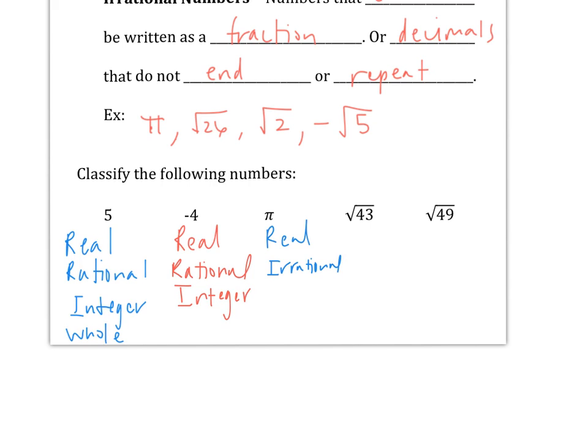Square root of 43, does that come out evenly? No, we know it's going to be between 6 and 7, but it's going to have a decimal. So this is a real number, and it is irrational. Square root of 49 is also a real number, and we have seen a theme with all of these, that they're all real numbers because they all do exist. But the square root of 49 does come out evenly, so that would turn into 7, right? So that's a real number. It's also rational. It's also an integer. And it's also a whole number.